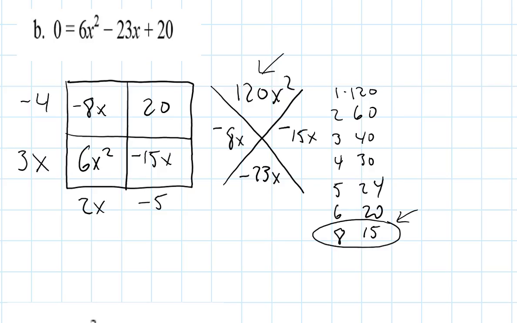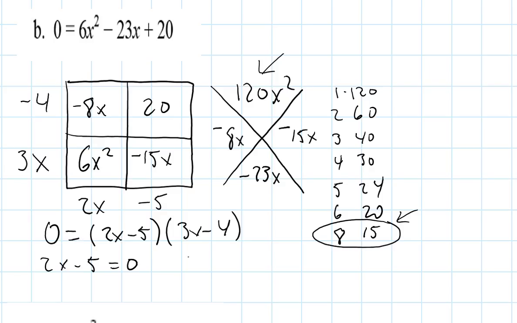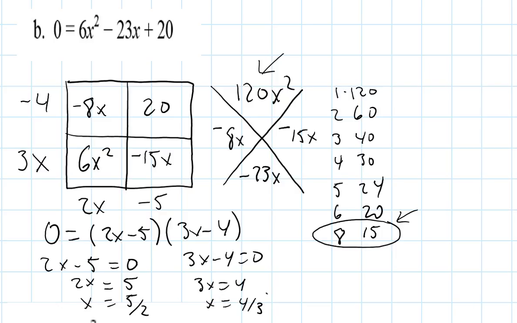Alright, so we're not done with the problem because we want to solve using the zero product property. So 0 equals 2x minus 5 times 3x minus 4, and then we do 2x minus 5 equals 0, and 3x minus 4 equals 0. So we get 2x equals 5, and then x equals 5 halves, and 3x equals 4, and x equals 4 thirds. So these are my solutions.